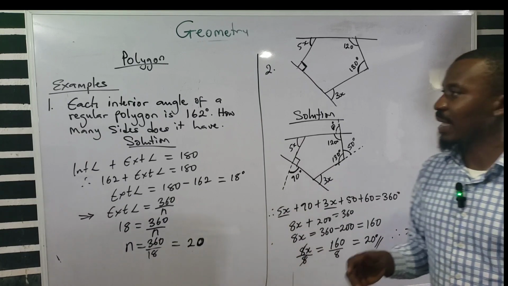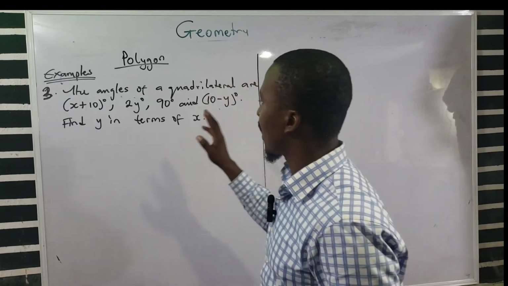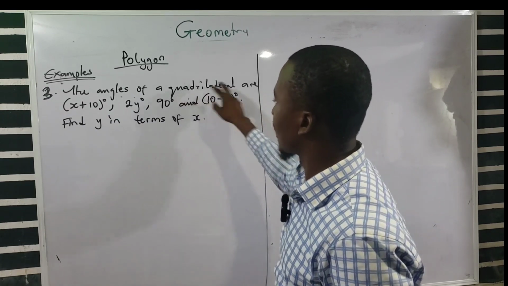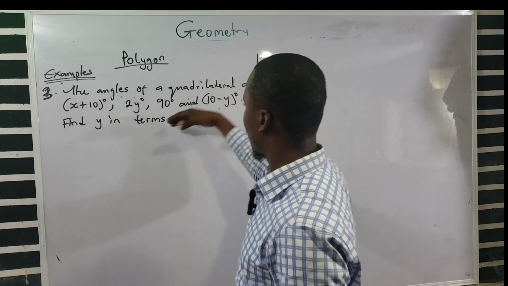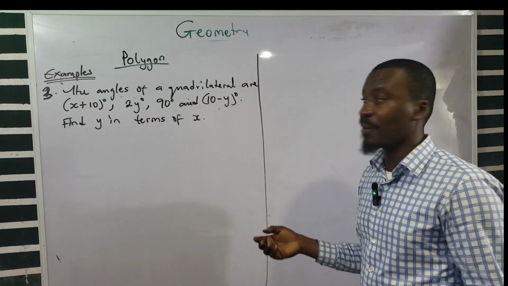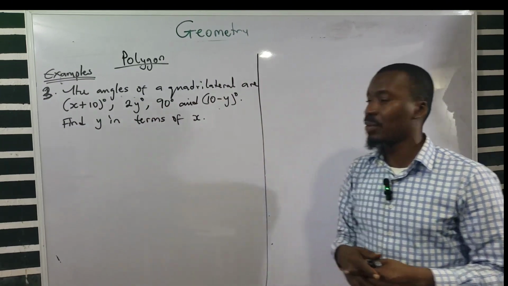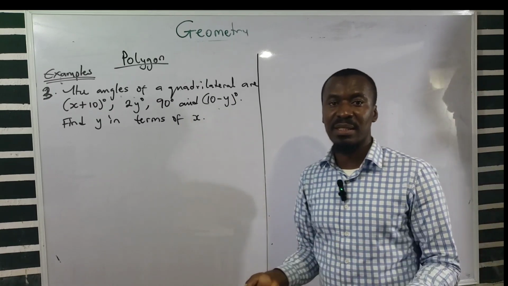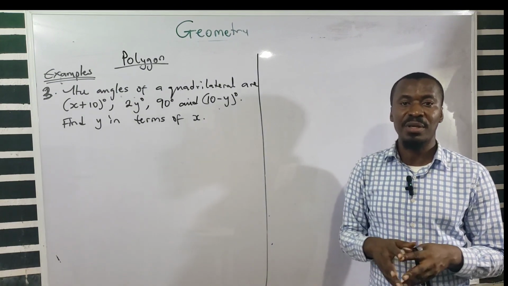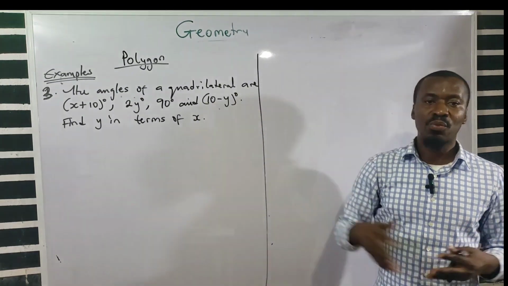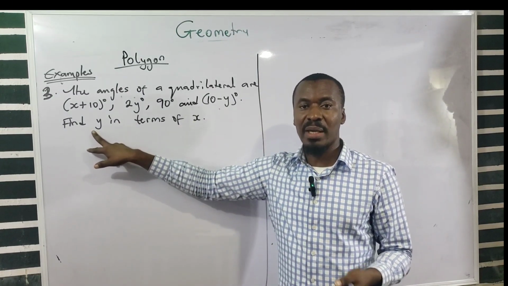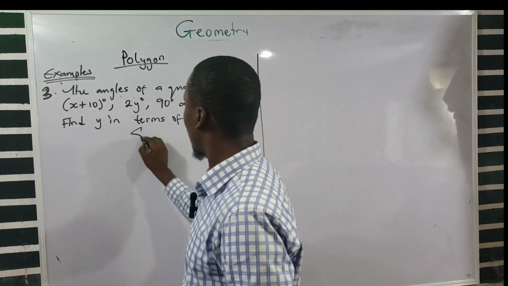Let us move to example number 3. In this question, we are asked to find y in terms of x in a quadrilateral whose interior angles are this, and this. So this one is very simple. Add all your interior angles of a quadrilateral. That will give you what? 360. That's one of the properties of a quadrilateral: the sum of the interior angles of a quadrilateral will give you 360. So when you add, you equate to 360 and make y the subject of the formula. That's what they're asking: make y in terms of x. So it's very simple. You have your solution.